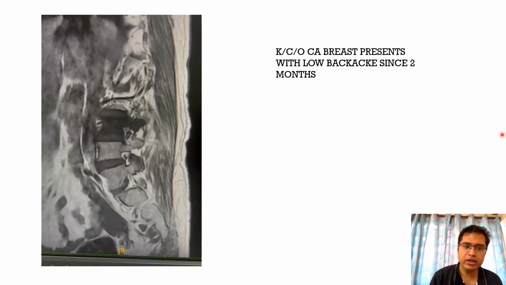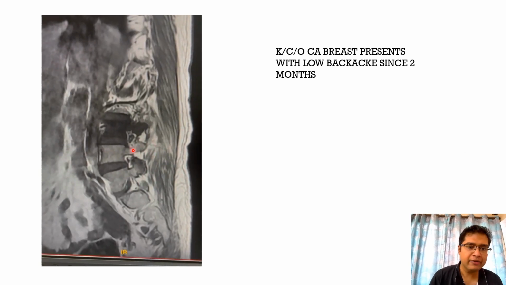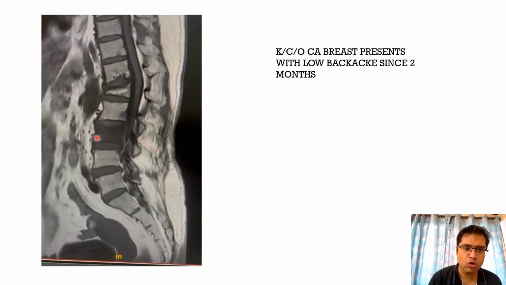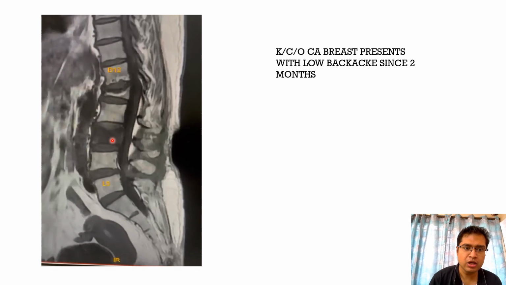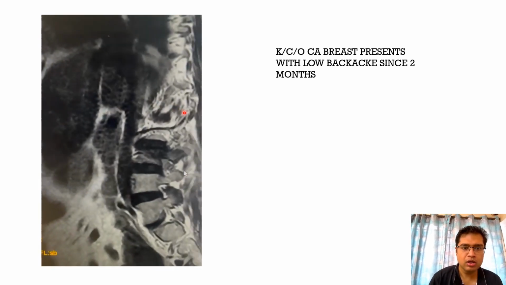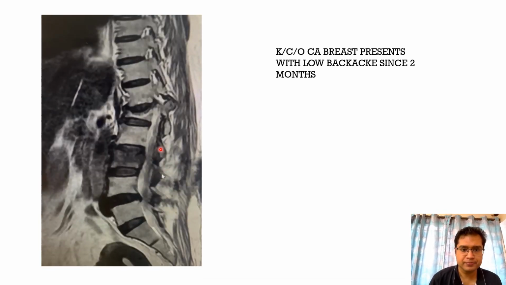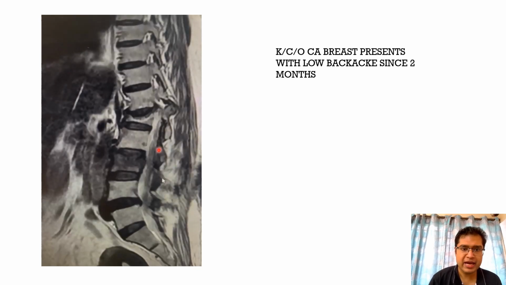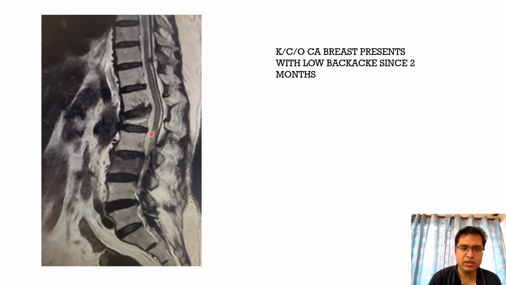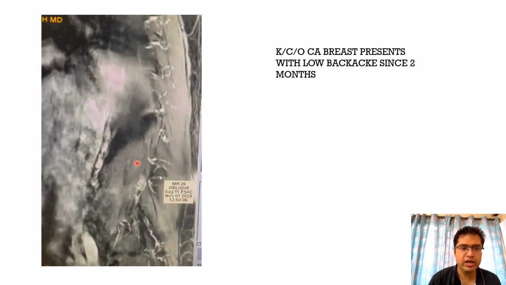So this is the lumbosacral spine sagittal images, and we can see that on T1 weighted images there is homogeneous altered signal intensity, multiple vertebrae are involved, and also the posterior elements are involved. These are the T2 weighted sagittal images. Again, we can see hypointense altered signal intensity involving the posterior elements.